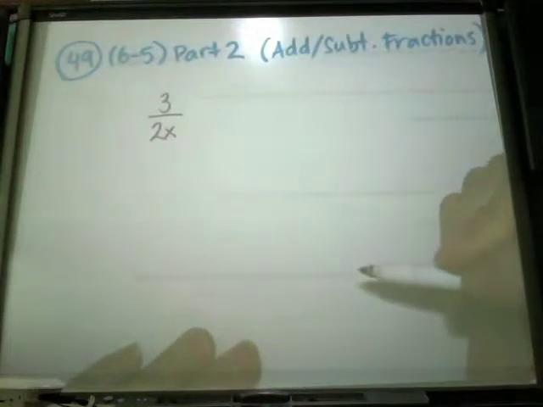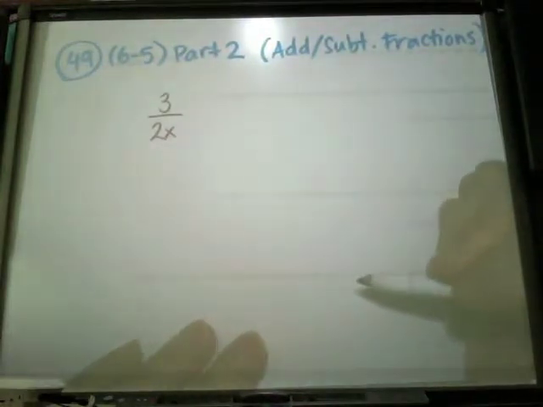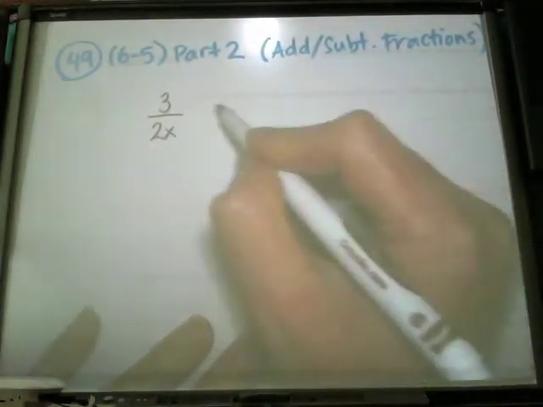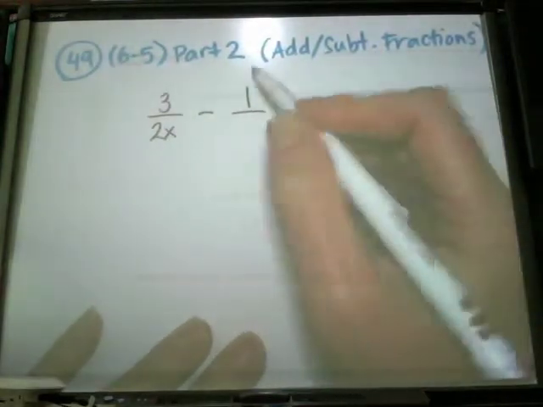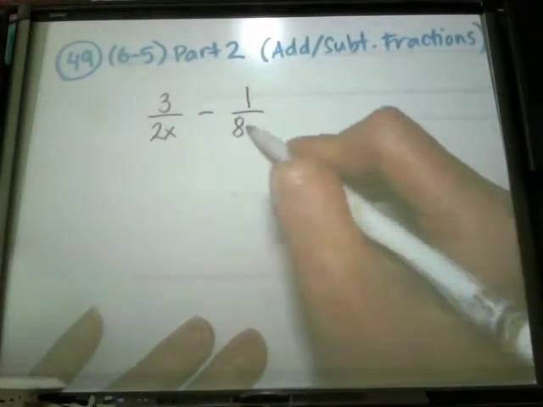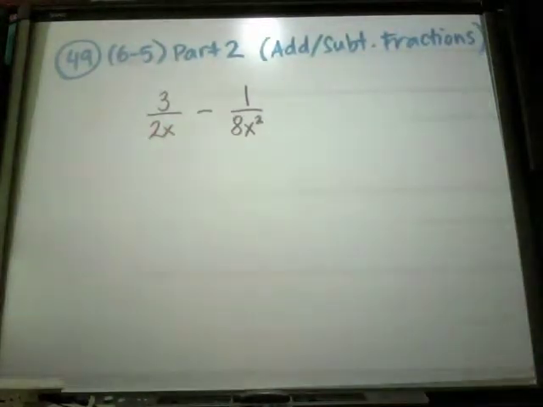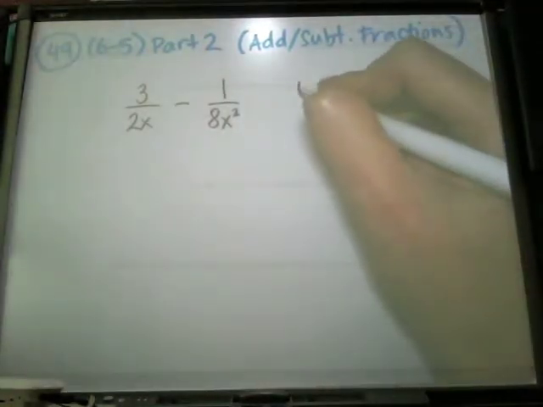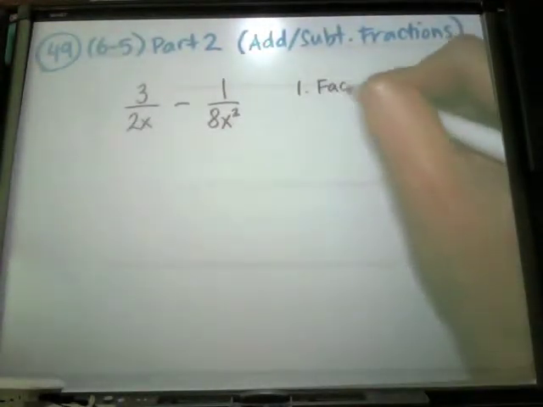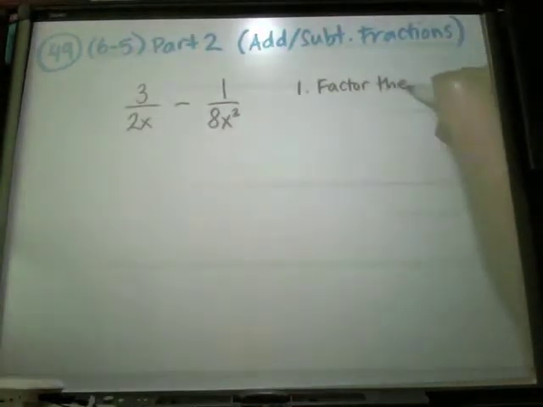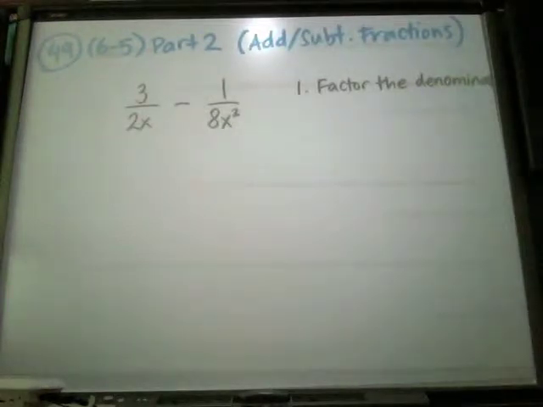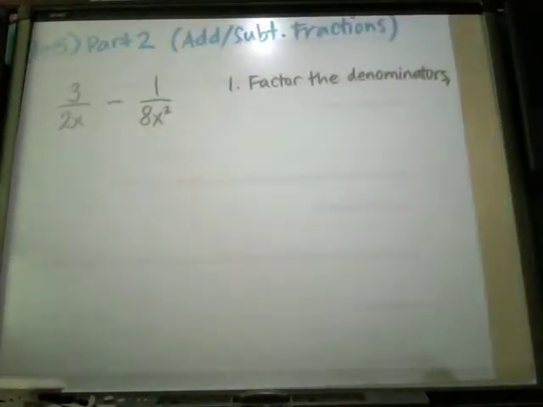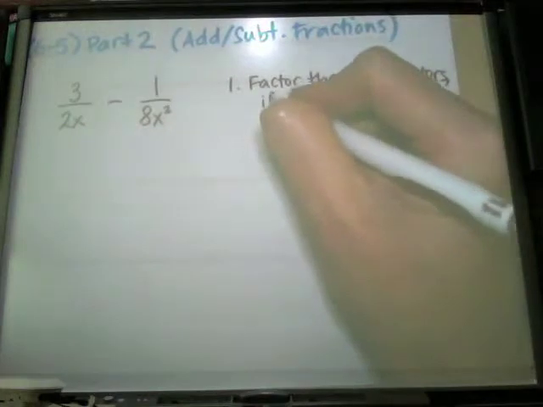So first we'll just start out with a monomial denominator, 3 over 2x minus 1 over 8x squared. Now, over here on the right, for this one, since it's the first one, I'm going to give you some steps. Step 1, factor the denominators. Oops, running off. Let me scoot it over. There we go. Factor the denominators if possible.